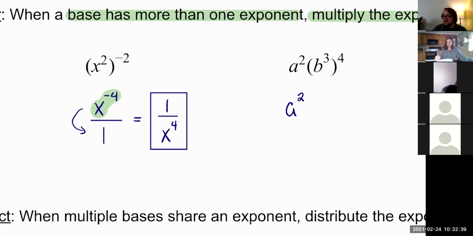What about b to the third raised to the fourth? B to the 12th power. Becomes b to the 12th.